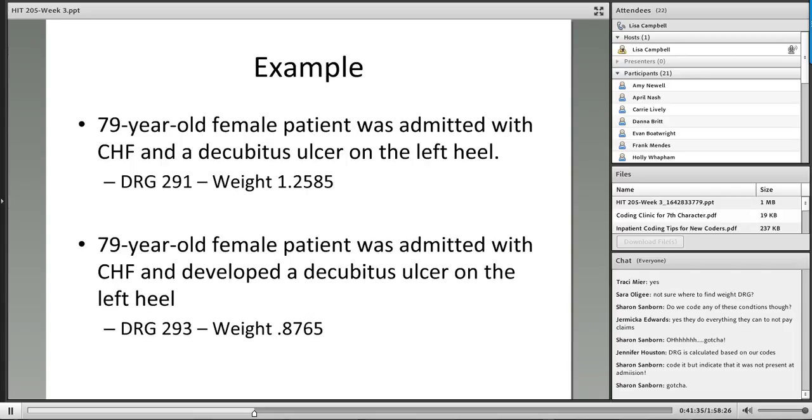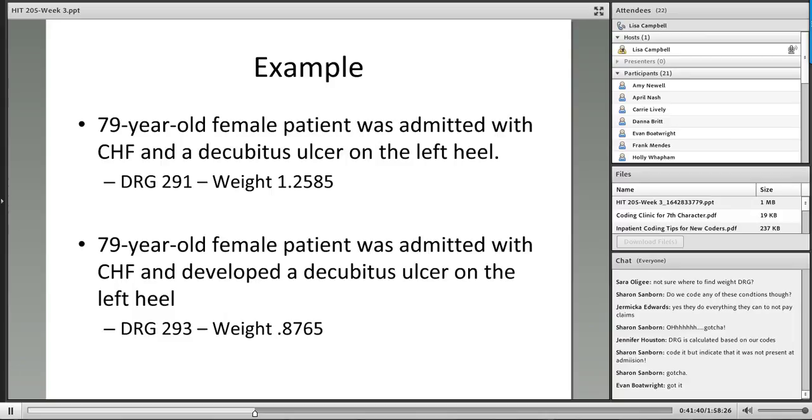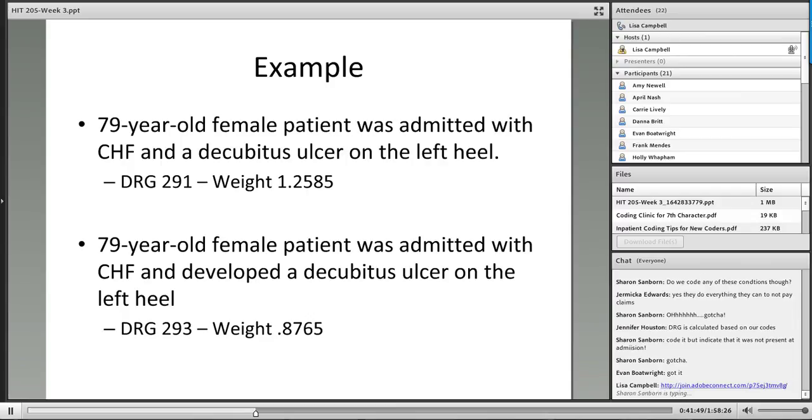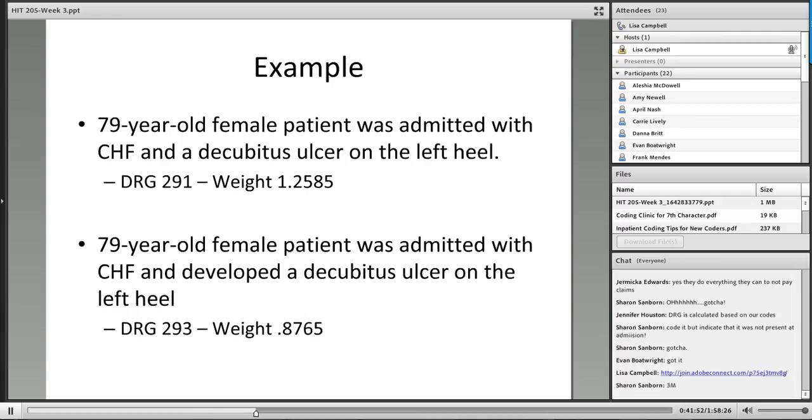So in terms of the weight, the DRG, I saw someone say, well, how do you find the DRG? So I'm going to post, once again, the video that I did last week. If you were in my class, you got this video during week number 1 in the coding roundtable. If you are not in my class, I distributed it last week during the live lecture in the chat box.